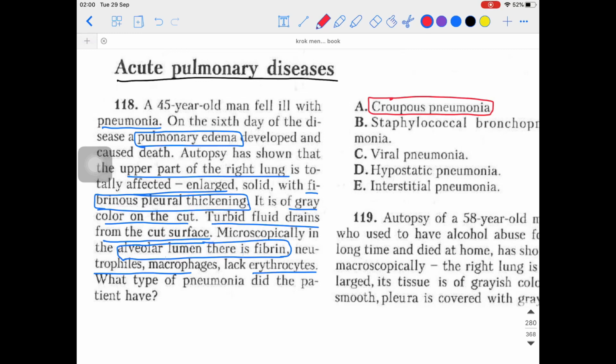What are these 4 stages? Congestion and edema, first one. Second one is red hepatization, third one gray hepatization, and fourth one resolution. Now starting with the first one, congestion and edema.